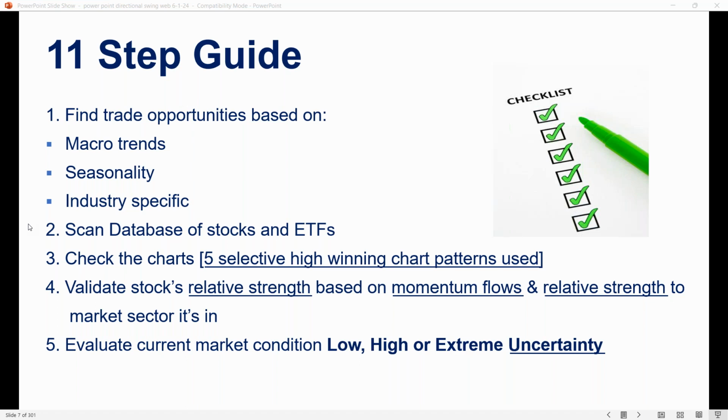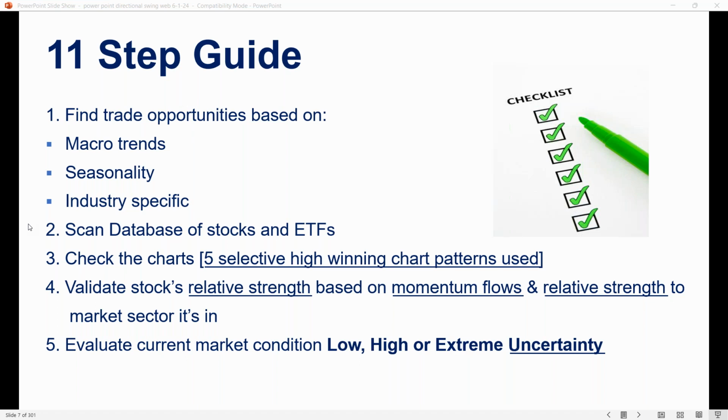And then two, what I do is I scan a database of stocks and ETFs that I have. Basically, I'm looking for different patterns, and I've got 5 patterns that I've identified and put together, and they're what I call high winning probability chart patterns. So I'll step you through and guide you through what these chart patterns are. These are things that I define and break down, so everything becomes more systematic.